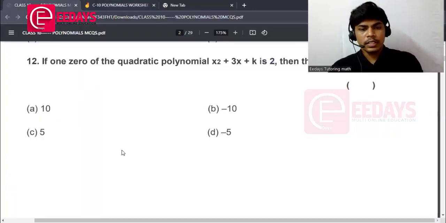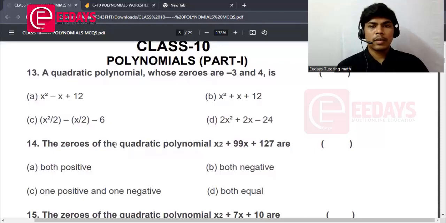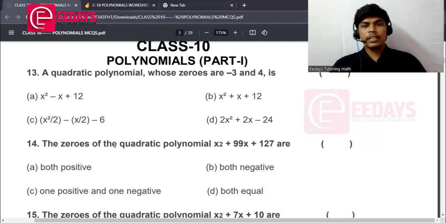13th question in our session: a quadratic polynomial whose zeros are minus 3 and 4. Easy question. They already gave two zeros, alpha and beta. You just substitute in the general form. If they give zeros, you substitute in the general form and find the value.